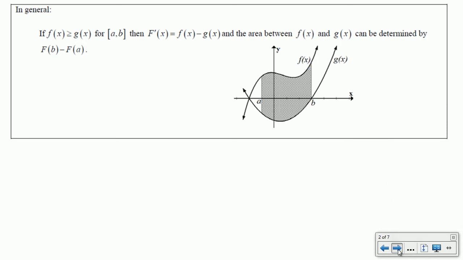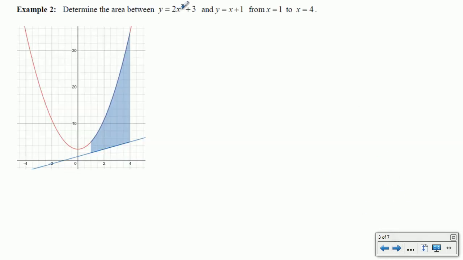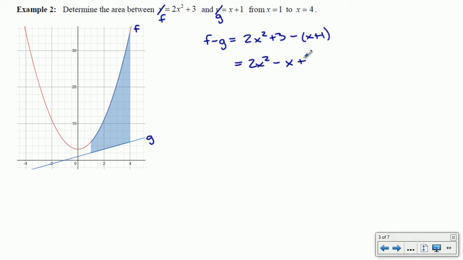So let's move on to example number 2. Determine the area between 2x squared plus 3 and x plus 1 on the interval from 1 to 4. So I'm going to go ahead and call that f and call that g. So f is above g for the entire interval, and in order for us to find the area, we're going to need to determine f minus g, which we do 2x squared plus 3 minus x plus 1, which gives us 2x squared minus x plus 2.